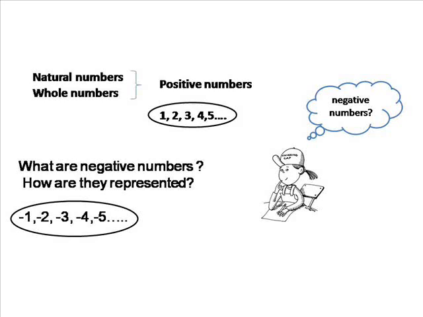Besides these positive numbers, we have another new collection of numbers which are called negative numbers. Numbers like -1, -2, -3, -4, -5 and so on are negative numbers. These negative numbers are lesser than 0.